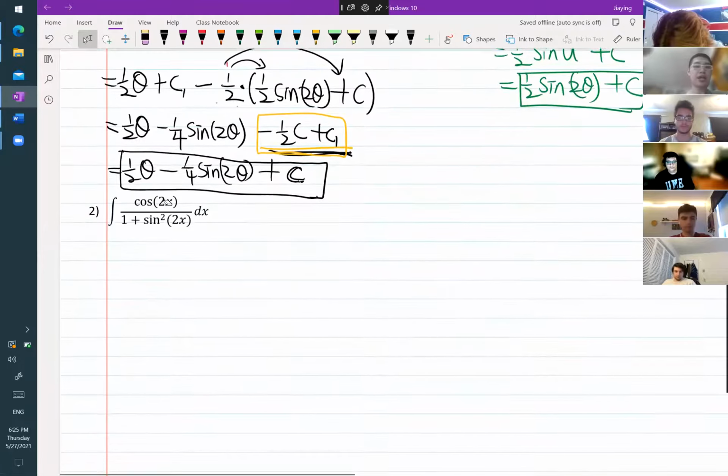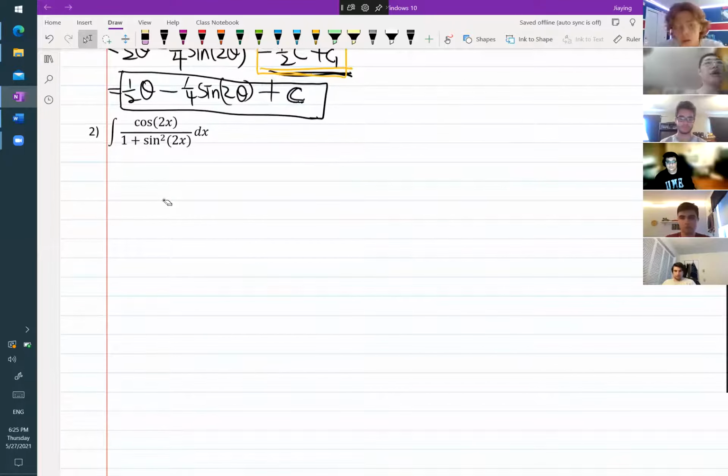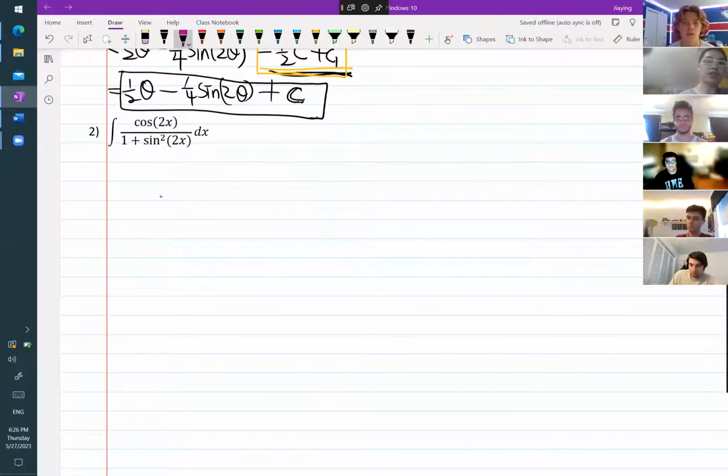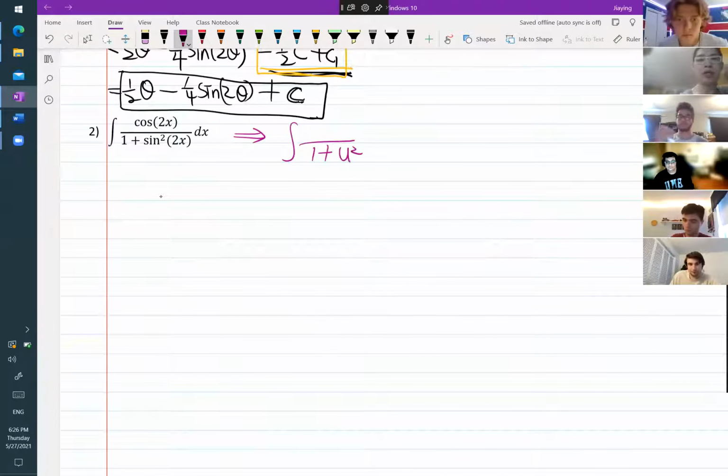All right, so the next question I have is we're integrating cosine 2x divided by 1 plus sine squared 2x dx. If you ever have 1 plus some term squared in the denominator, you always want to use substitution so that this looks like 1 plus u squared in the denominator. So that's what we try to achieve.